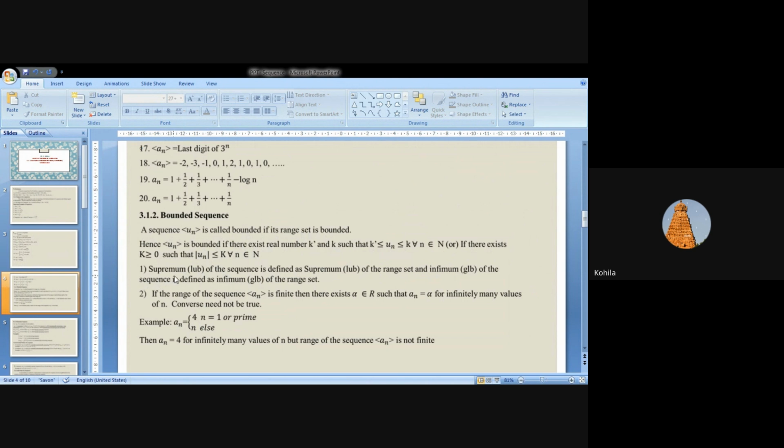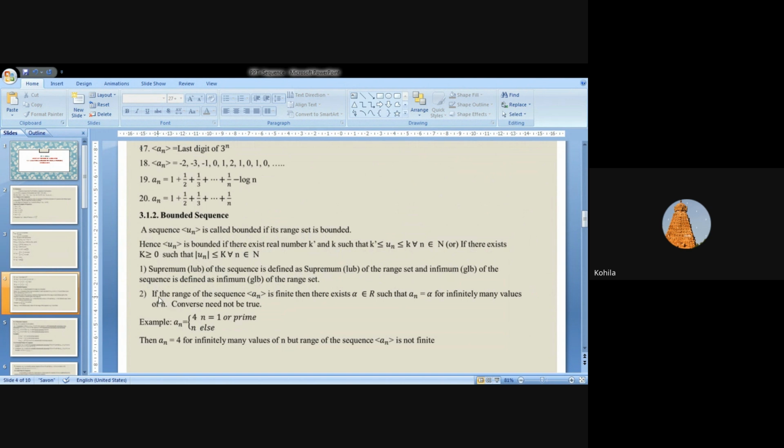Next, the supremum, otherwise the least upper bound, of the sequence is defined as the supremum of the range set, and the infimum of the sequence is defined as the infimum, or greatest lower bound, of the range set.